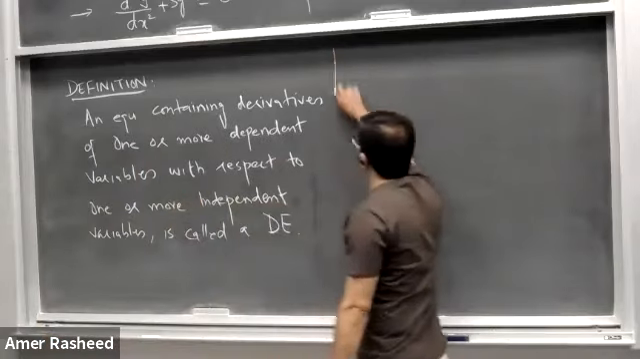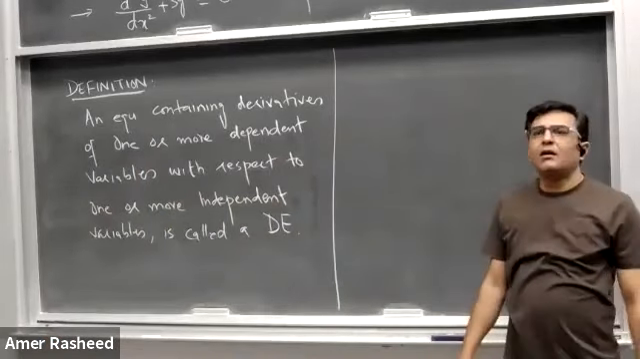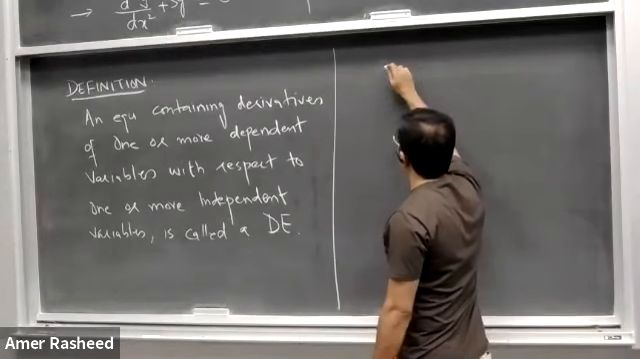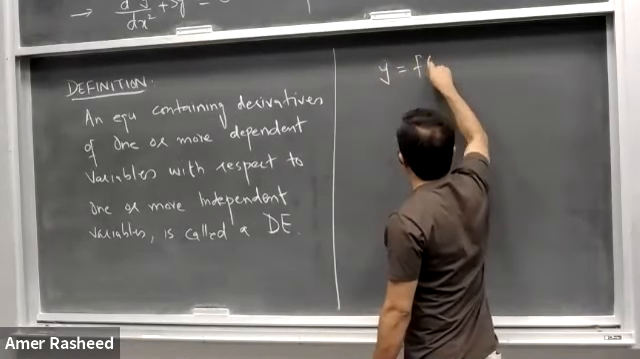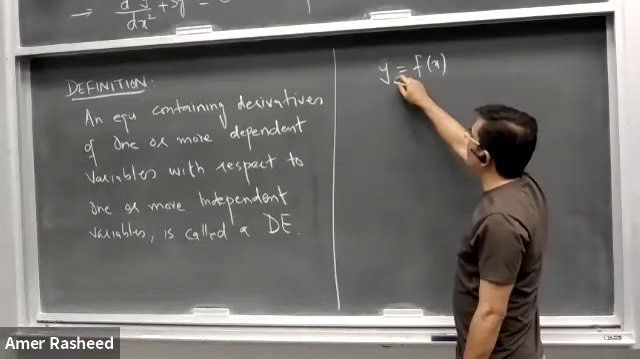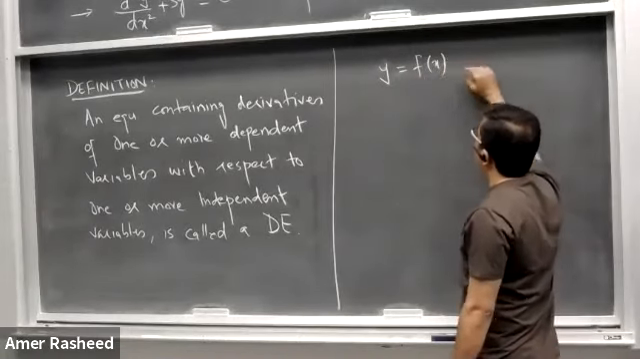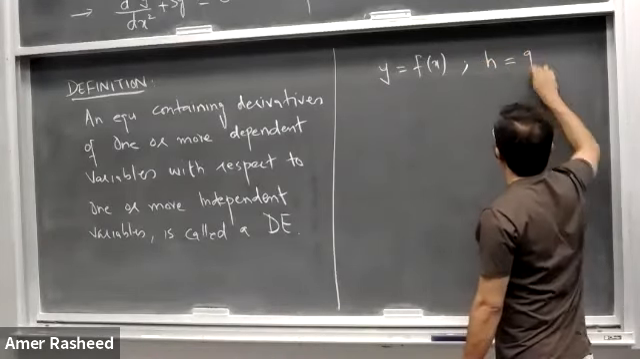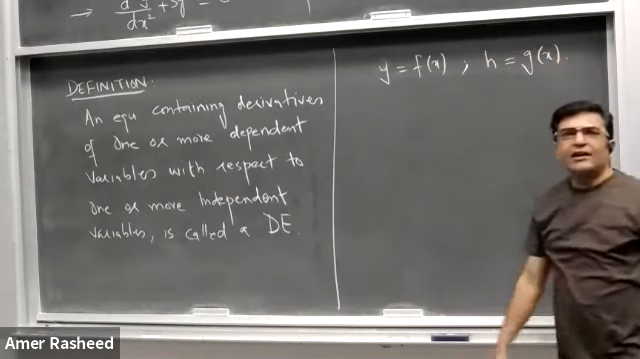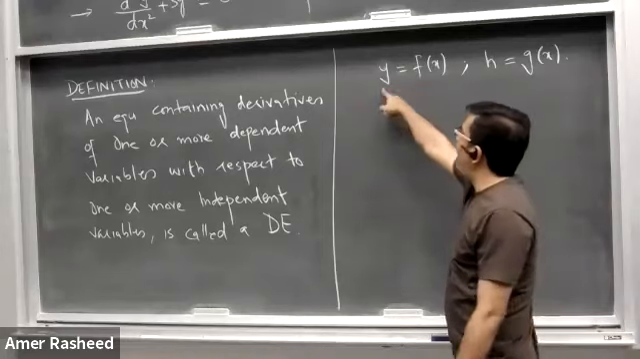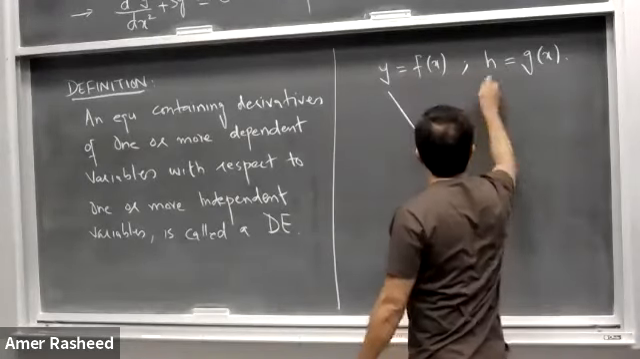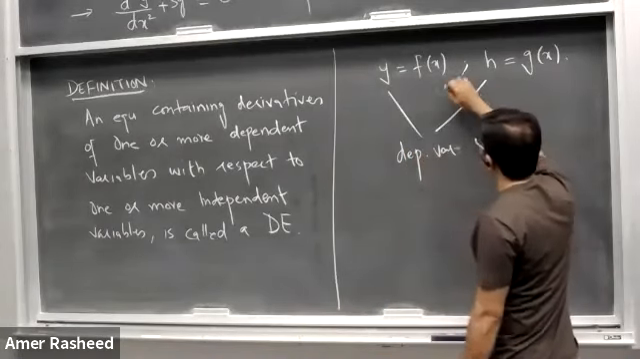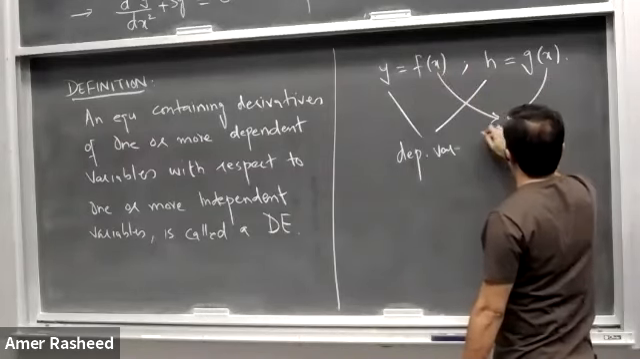What does it mean by one or more dependent variables? If we have two functions, for example y equals f of x and h equals g of x, then there are two dependent variables, two functions, y and h. These are dependent variables, and x is the independent variable.